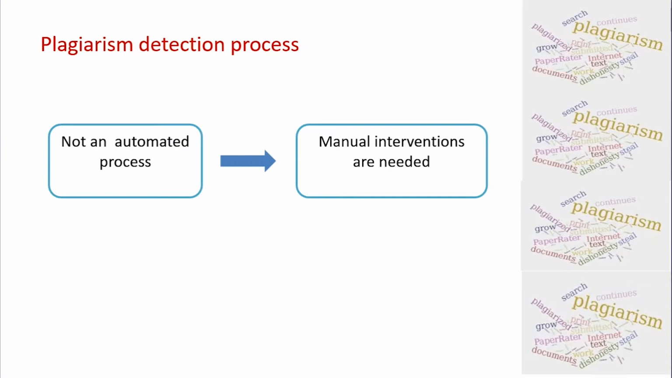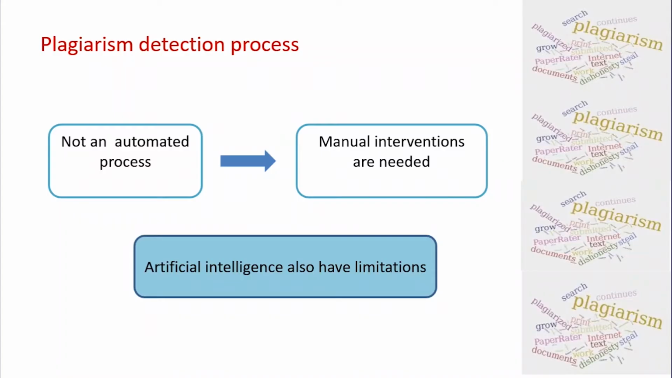Before we discuss different mechanisms of plagiarism detection, let me tell you one thing: plagiarism detection can never be an automated process. Manual interventions are always needed to interpret the exact meaning of the text. Say, for example, if we are using any phrase in a text document, a computer will not be able to interpret the exact meaning of the phrase in that particular context. Even artificial intelligence has its own limitations in such cases.